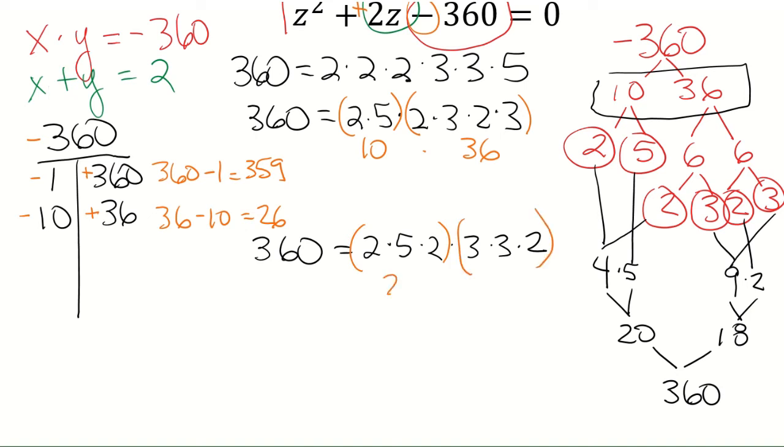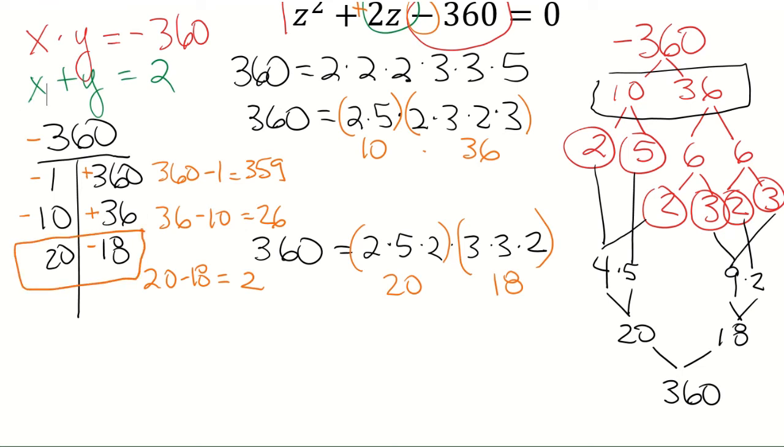And that's going to give me 20 and 18, and that equals 360. So then I can go over here and put 20 and 18. I'm going to put my negative next to the smaller number and test that out. 20 minus 18 gives me a positive 2. So that tells me that this is my correct pair for factoring.